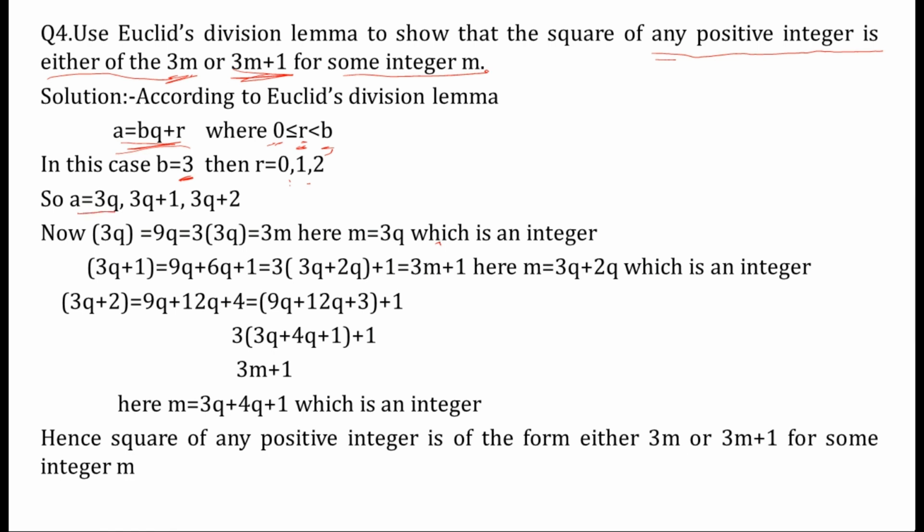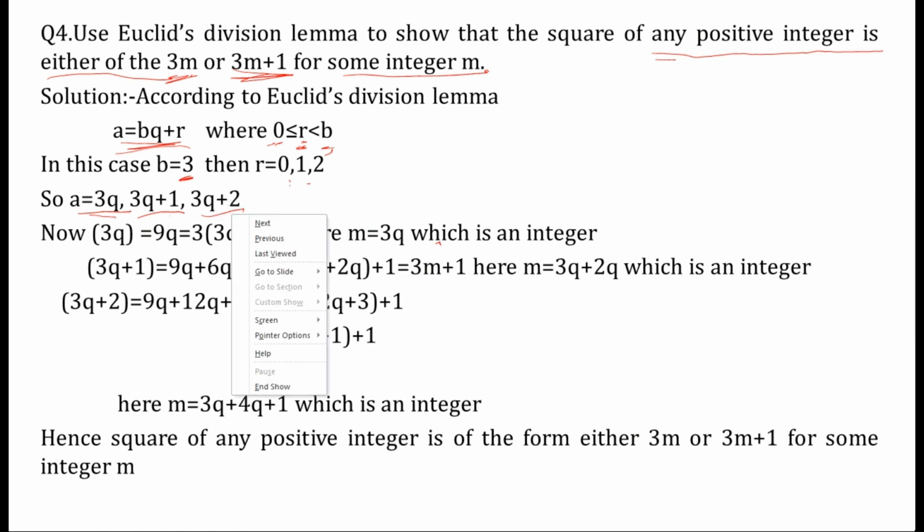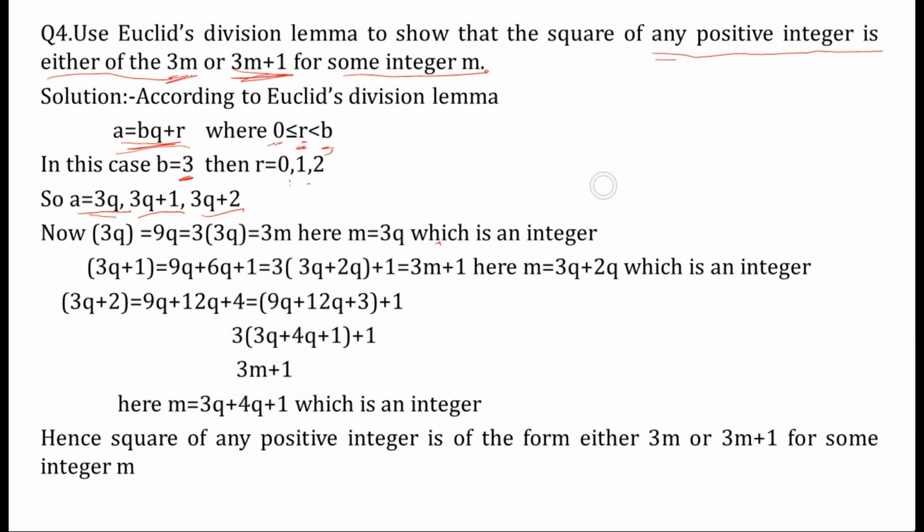So we take a = 3q. We get a can be 3q, 3q + 1, or 3q + 2. And we are given the square of any positive integer. We get the positive integers as 3q, 3q + 1 and 3q + 2. Now we take the square of these positive integers.